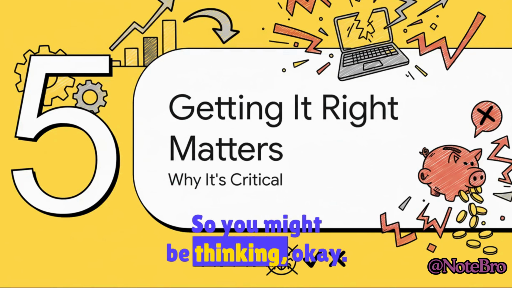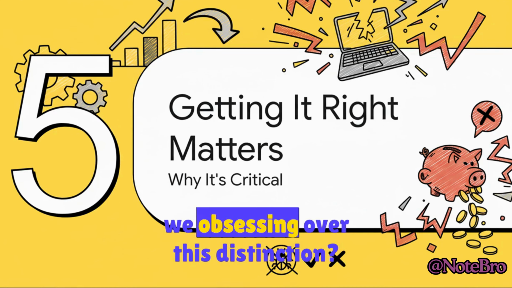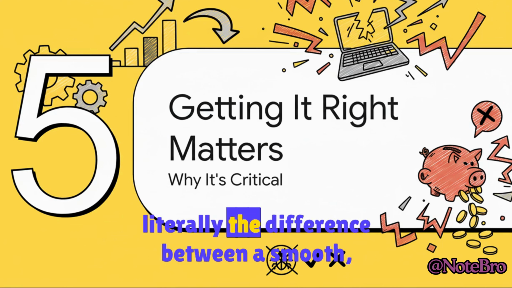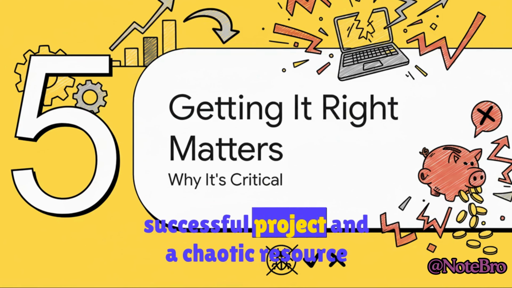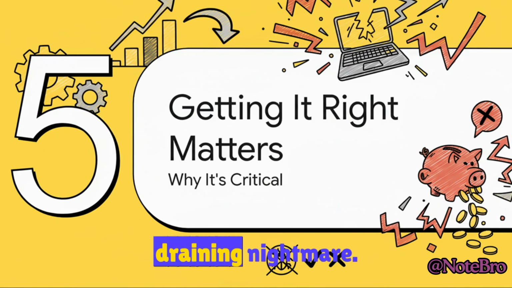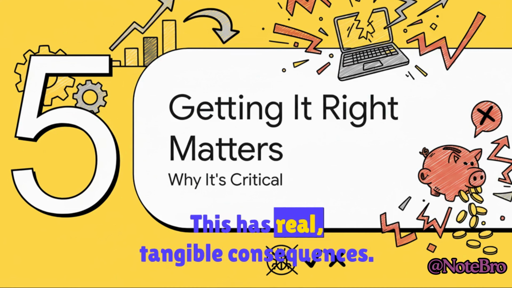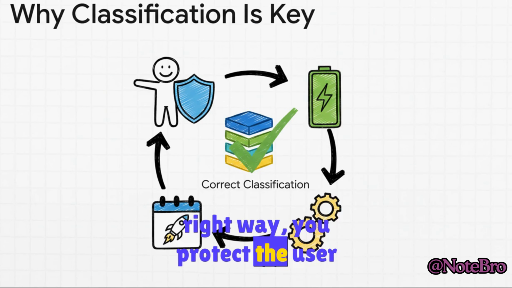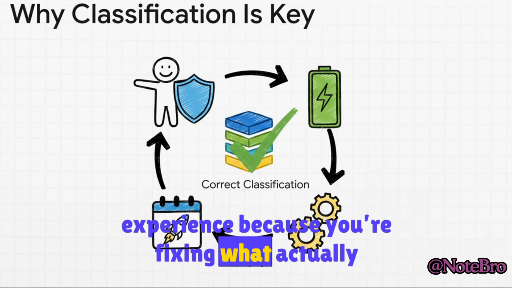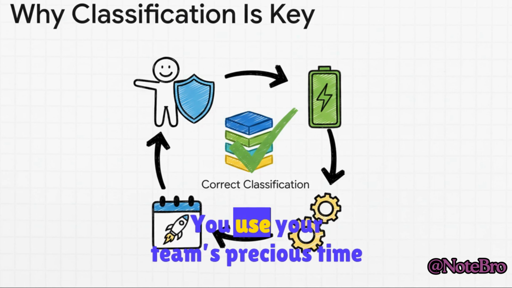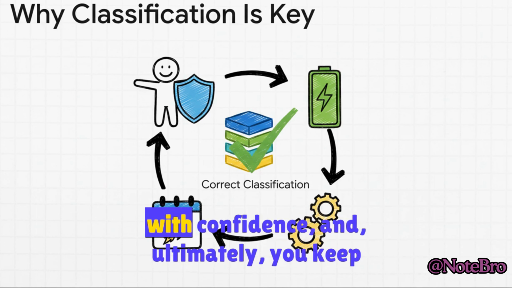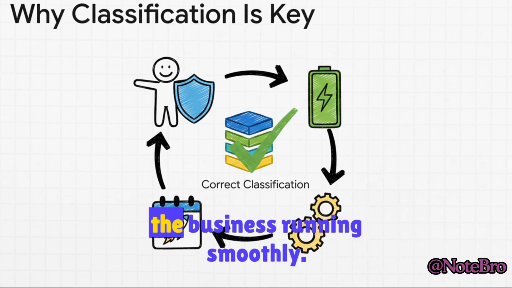So you might be thinking, okay, I get it, but why are we obsessing over this distinction? Well, because getting this right is literally the difference between a smooth, successful project and a chaotic, resource-draining nightmare. This has real, tangible consequences. See, when you classify bugs the right way, you protect the user experience because you're fixing what actually matters to them first. You use your team's precious time and energy effectively. You can guide your release schedule with confidence. And ultimately, you keep the business running smoothly.